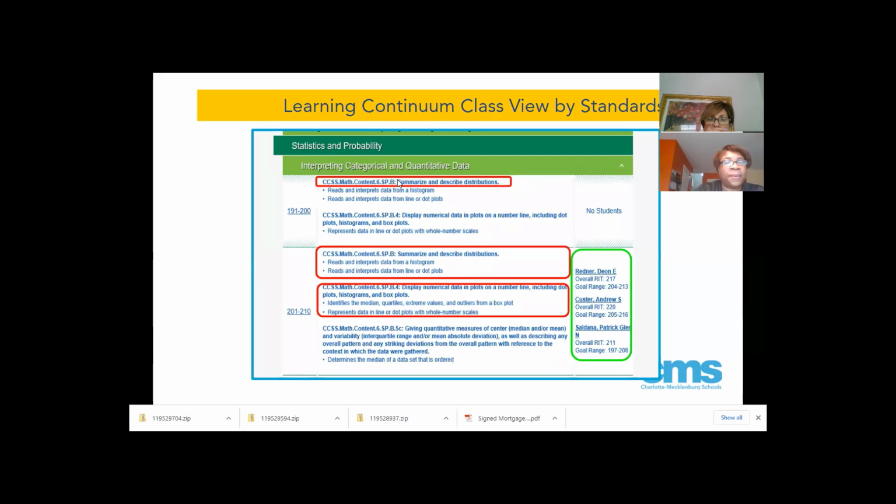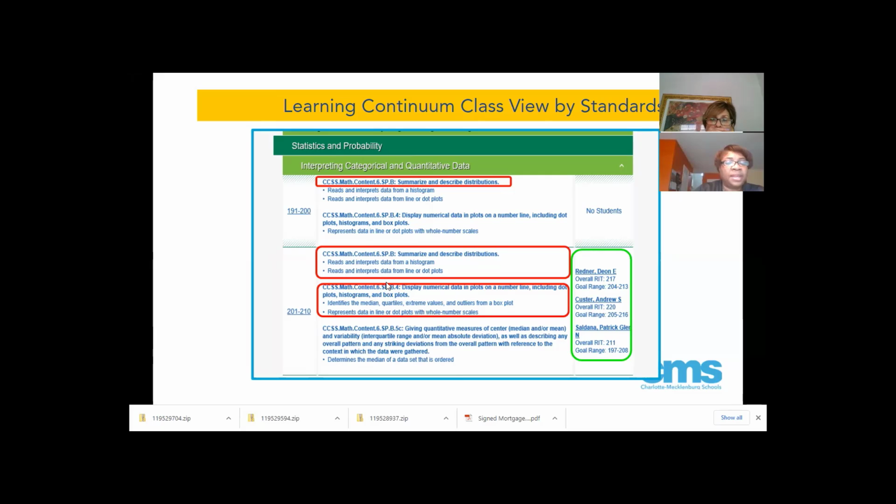Once you click on the topic, it will open up. You should see RIT scores on the side. You should see standards. You should see learning statements, and you should see students or no students on the right-hand side. So this is the layout: RIT score, standards, learning statements, students. That's telling you the students who are here are ready to learn at these standards with these learning statements.